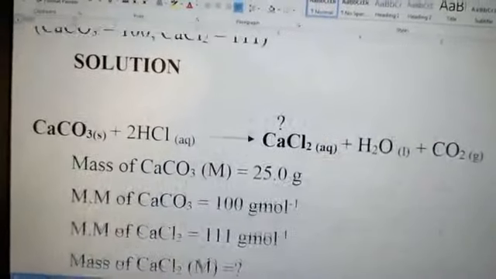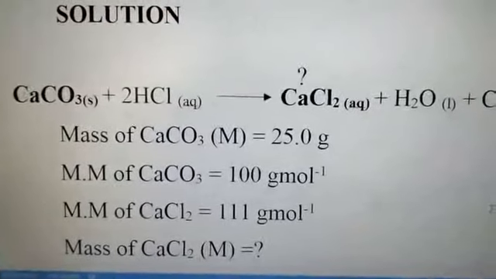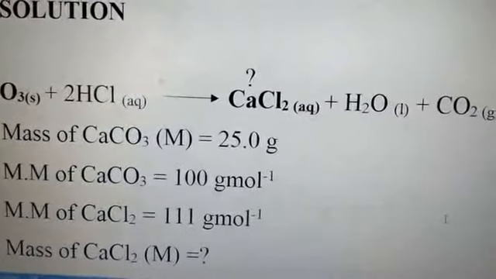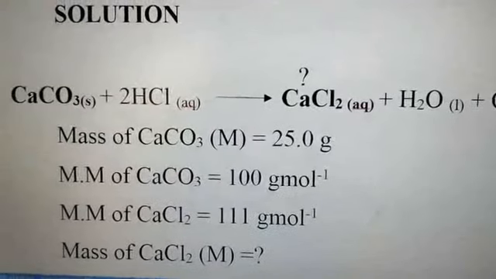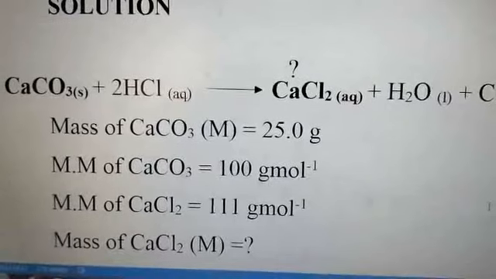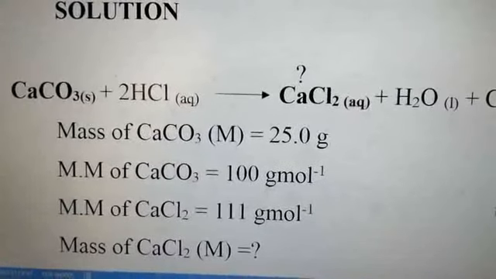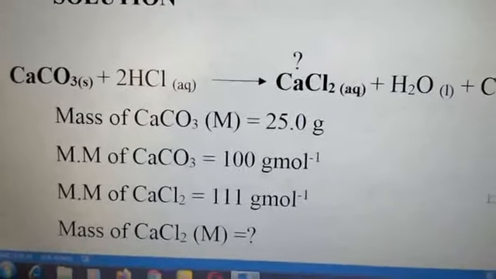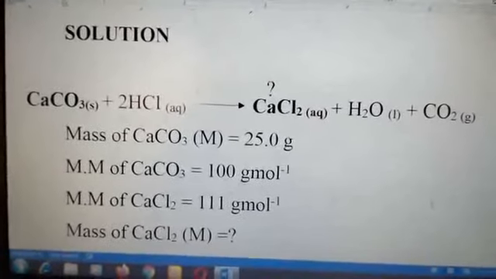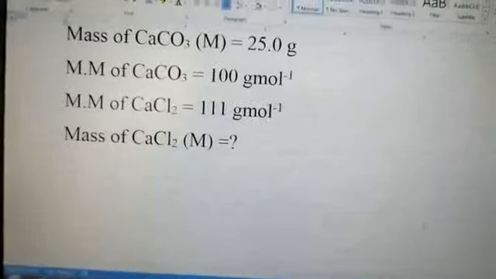We're going to connect the two so you can see the solution. The two substances were made bold. The known calcium carbonate, the unknown calcium chloride, with a question mark on it. Mass of calcium carbonate given in the equation is 25.0 grams. The molar mass was given to us as 100, already in the bracket. The molar mass of calcium chloride is also given to us as 111 gram per mole.